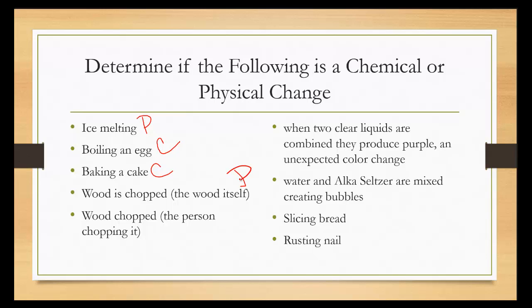Wood being chopped, and it's the person who's actually chopping it. Well, he's burning energy. Therefore, it's chemical. You can't get that energy back. You have to consume more food to get energy.